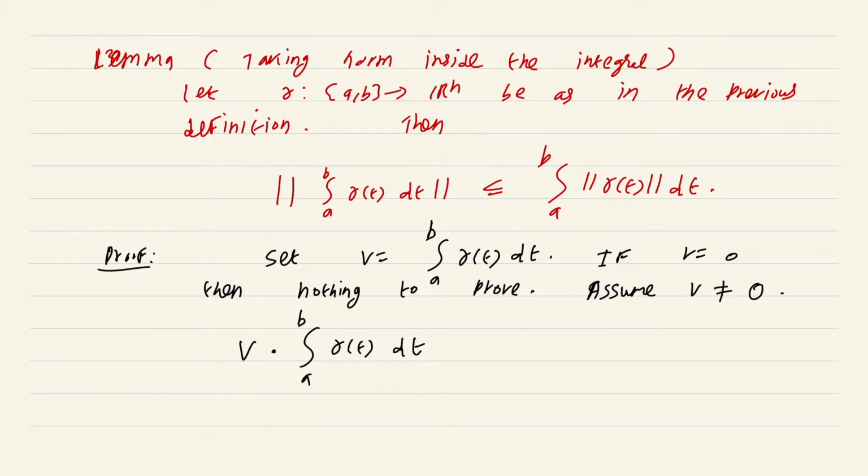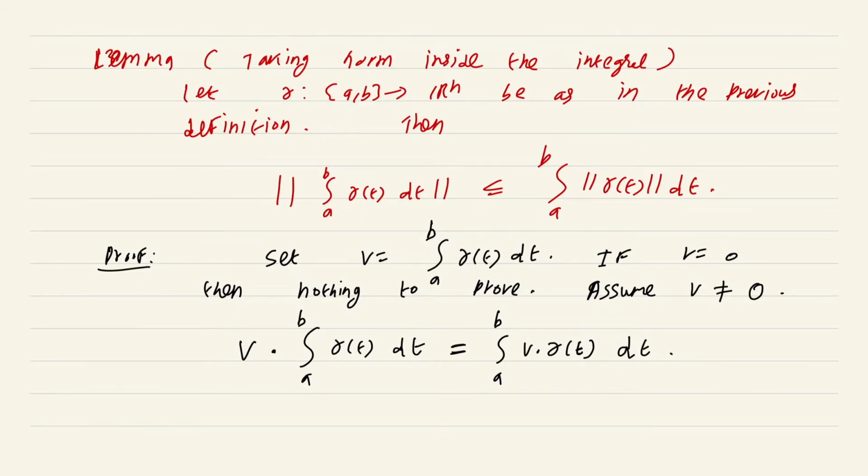Just by the way this integral is defined, which is component wise, and just by the way the dot product is defined, this equality holds: v dot the integral from a to b of gamma of t dt is nothing but the integral from a to b of v dot gamma of t dt. Just check that both sides are equal. This just follows directly from the definition of the dot product and the definition of the integral.